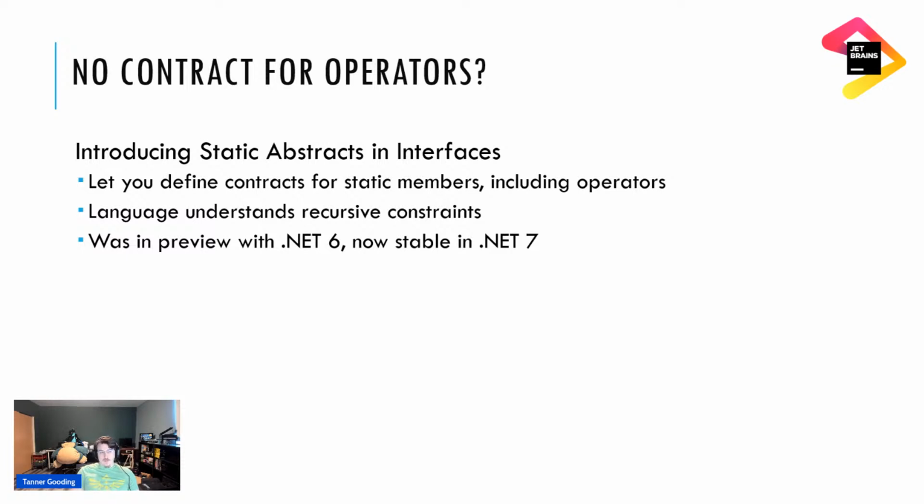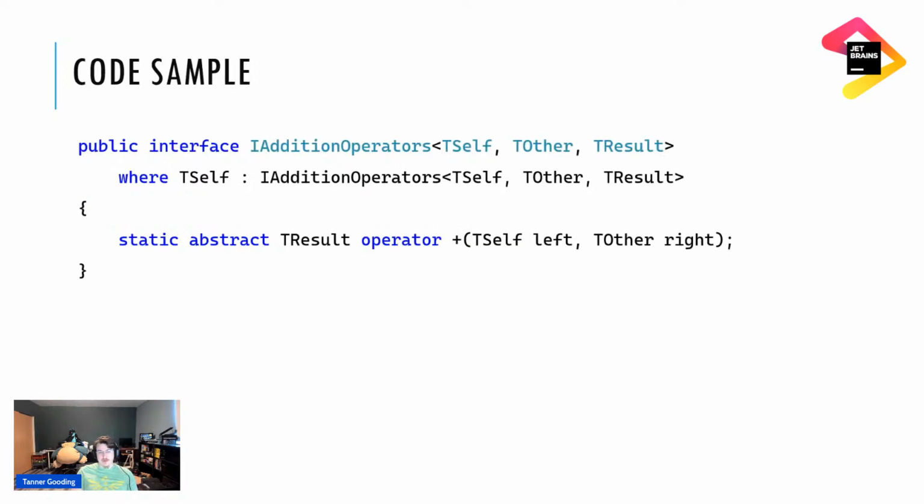And so the solution for that was introducing static abstracts in interfaces. These let you define contracts for static members, including operators. The language understands the recursive constraint so that the operator no longer is restricted to the type being required to be the implementing type. And it's now stable in .NET 7. So for example, we have IAdditionOperators. This takes in 3 generic parameters, the first of which is TSelf, and it is recursively constrained. And it exposes an operator plus, which is defined as static abstract.